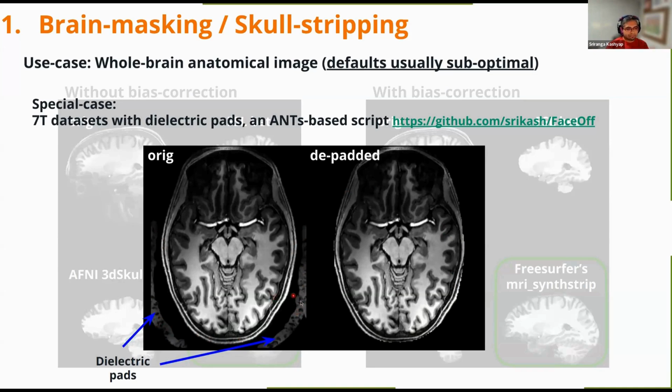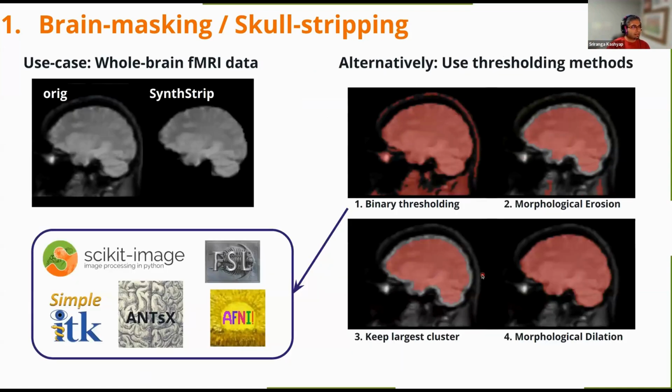So after fighting quite a bit, I have this little shameless plug of my script, which will just create a mask around it and clean it up and still retain the skull. So you can depad the data and then continue using your other favorite tools. This is the second use case.